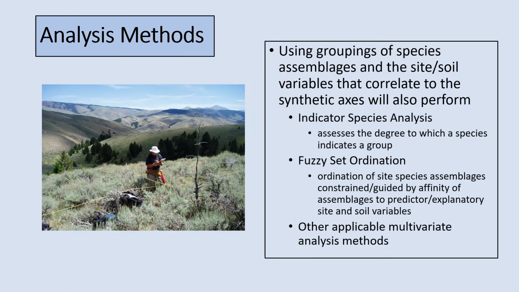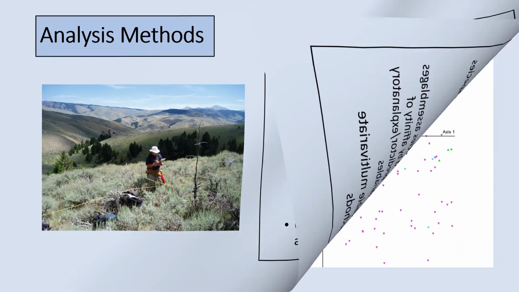We will continue our analysis by using the groupings of species assemblages and the site and soil variables that correlate to the synthetic axes to perform indicator species analysis and fuzzy set ordination, the latter of which ordinates site species assemblages while being constrained or guided by the affinity of the assemblages to predictor or explanatory site and soil variables. Other applicable multivariate analysis methods will also be used.